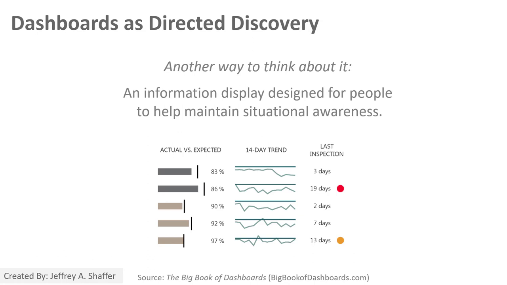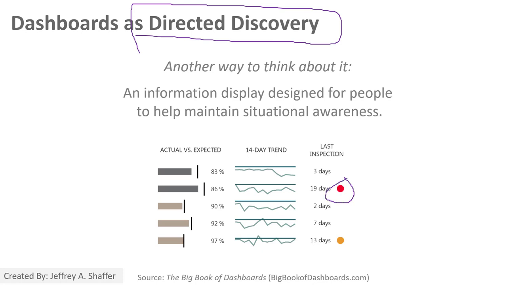So this is one example of a dashboard as a directed discovery. We can see here we are using the bullet chart, and also we're using dots, warning dots, and alert colors to call for actions.